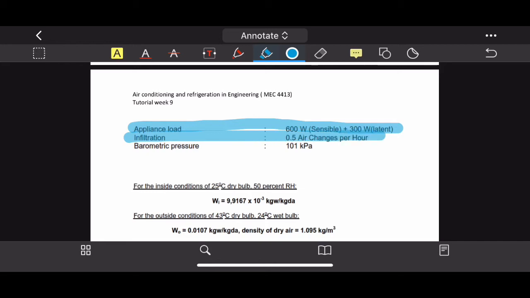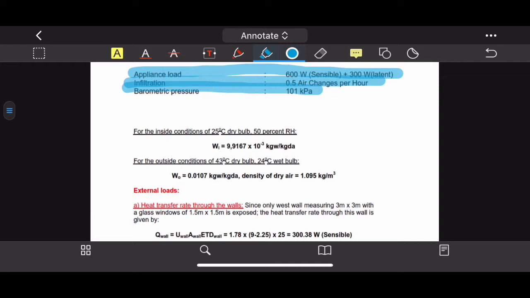Infiltration, that means there is leakage. We consider it as 0.5 ACH or air change per hour, and the barometric pressure is 101 kilopascal or 1 atmospheric pressure, or you can use the psychrometric chart that is given in the textbook, in the notes, and in the exam. Now first we must calculate the indoor condition, 25 degrees Celsius dry bulb at 50% RH. So from here you go to the psychrometric chart and find the answer, and you get your WI, inside condition.